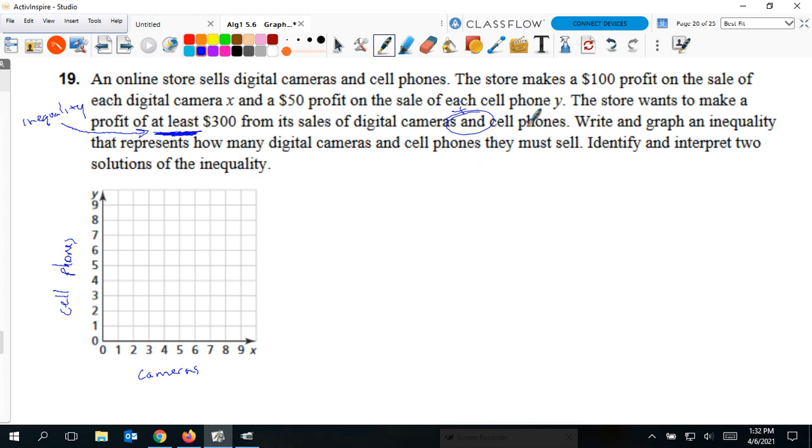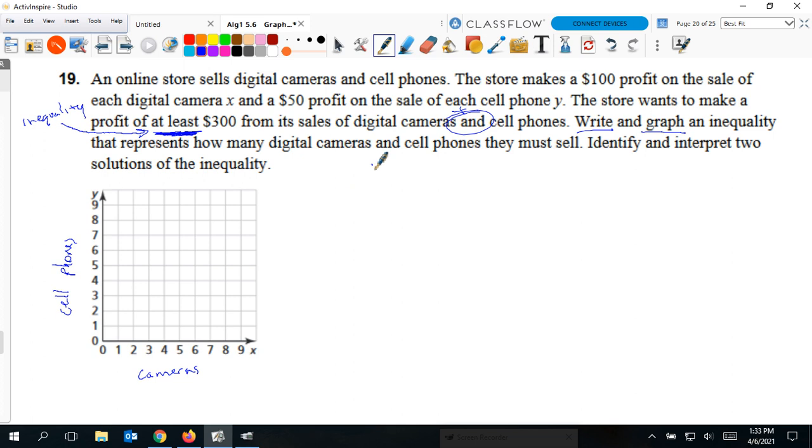We're going to be adding together the profit of the digital cameras and the profit of the cell phones. So we're going to write and graph an inequality that represents how many digital cameras and cell phones they must sell. Again, it's going to be a region, so it could be a combination of them. There's not just one specific ordered pair. And then lastly, we'll identify and interpret two of the solutions of the inequality.